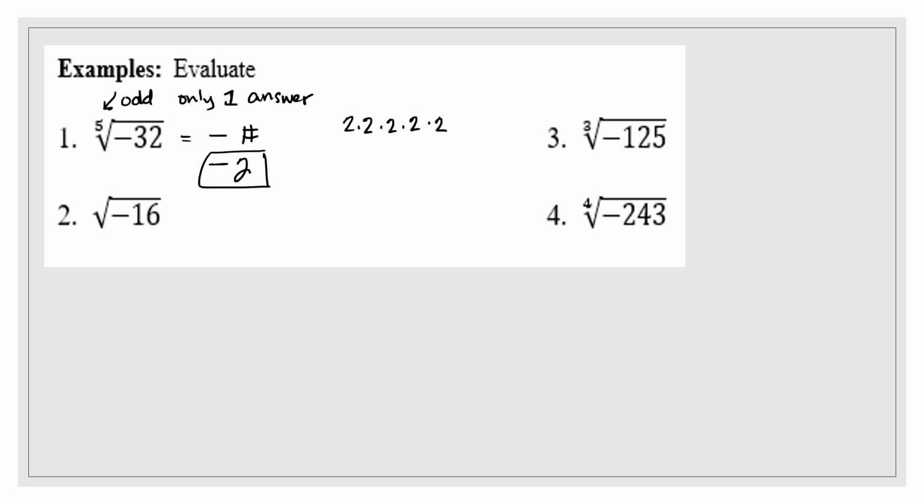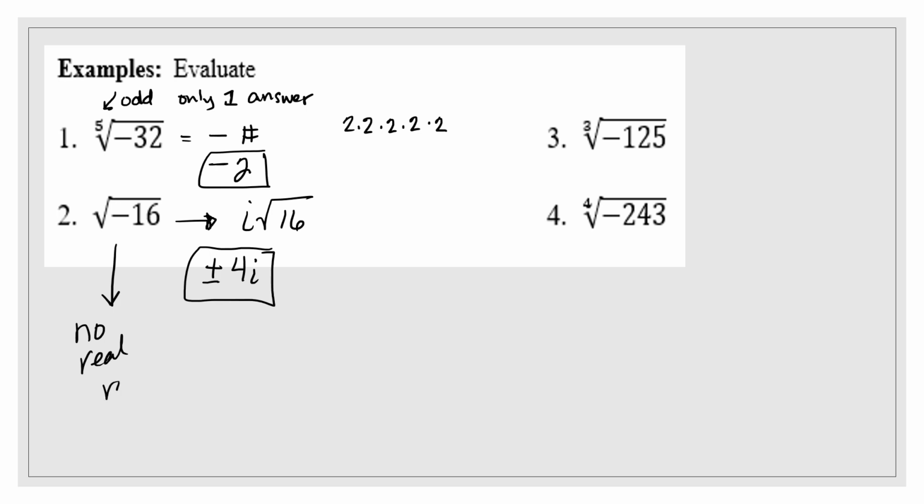In example 2, I want the square root of negative 16. Now you guys remember these. If a negative is under the radical, then we factor it out with an i, and then simplify the square root of 16. And anytime we take a square root with a positive value underneath, we get a positive and a negative. Square root of 16 is 4, so this will be plus and minus 4i, if I want the two imaginary solutions. Otherwise, you would say no real roots.